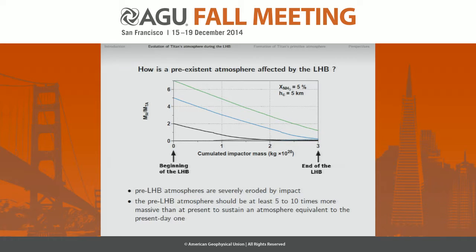We also investigated the effect of the late heavy bombardment on a pre-existing atmosphere. Here you have a graphic similar to the one I showed you in a previous slide. We see the evolution of atmospheres that are 2 times, 5 times, or 7 times more massive than the present-day Titan's atmosphere. This picture shows that these atmospheres are severely eroded during the late heavy bombardment. We estimated that to sustain an atmosphere equivalent to the present-day one, we need the pre-LHB atmosphere to be at least 5 to 10 times more massive than today.